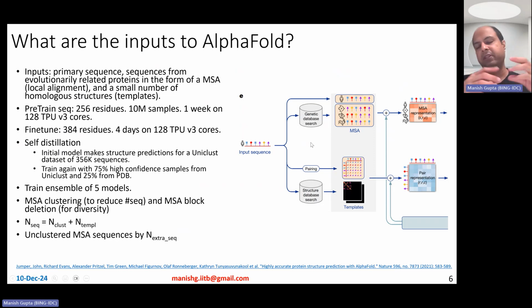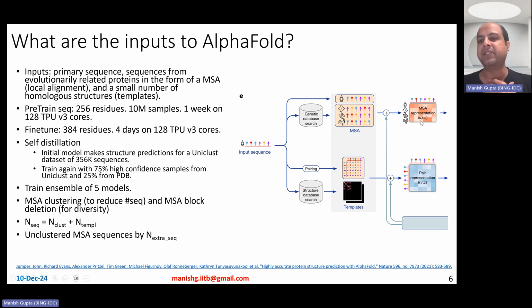So by the way, they cluster these things, and when they cluster, they may find some sequences are similar to the input sequence, but they don't really belong to those clusters. And then they call them extra sequences. So there are these clustered sequences, which are called n-clust, the number of clustered sequences. And then there are these sequences which form templates, which help get you paired representations. But then there are also these other sequences which they call extra sequences, okay, which are also part of the MSA structure, but they are not a part of those clusters in that sense.